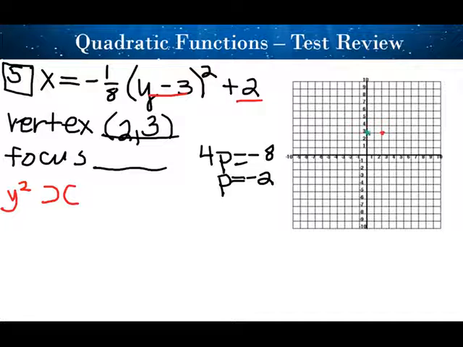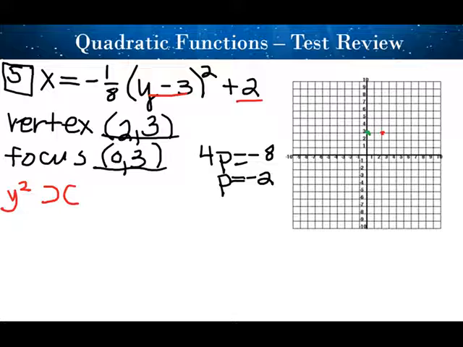Okay, all right, so here's the thing. If I'm counting to the left, that means I'm going to be facing left. Let's go ahead and write in our information here. So the focus is at 0, 3. Okay. Now the width of the parabola is 8.